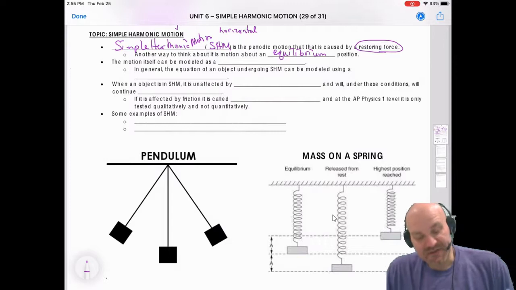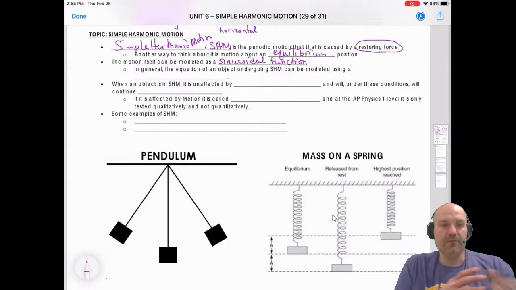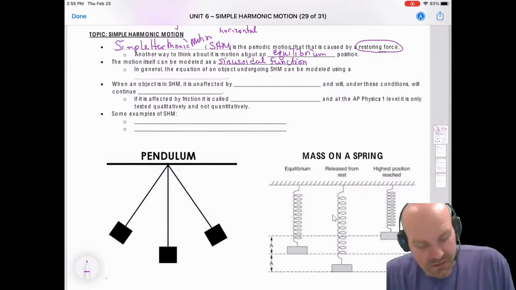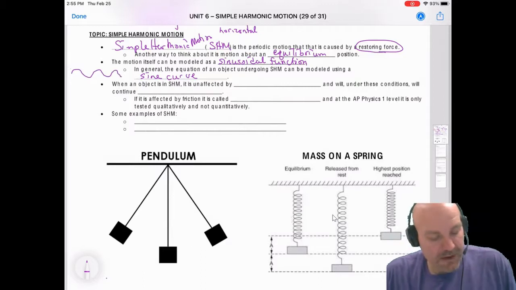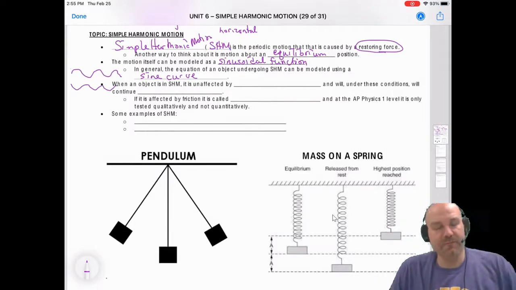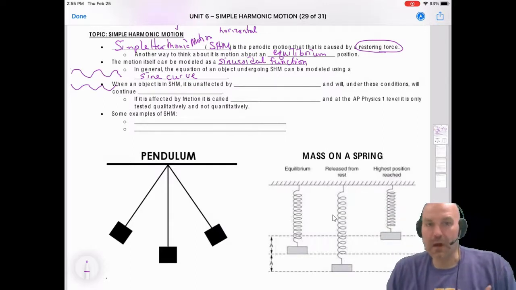Now, what happens is the motion itself can be modeled as a sinusoidal function. Okay, and a sinusoidal function, if you've taken pre-calculus, just means it's a sine curve. So it's a repetitive curve. If you remember sine curves, they look like this, right? They go up and down, up and down. Well, you can also have a cosine curve, which starts at the maximum and goes kind of opposite, right? I know those are bad functions there, but that's what we mean. It's repetitive. It's periodic, right?